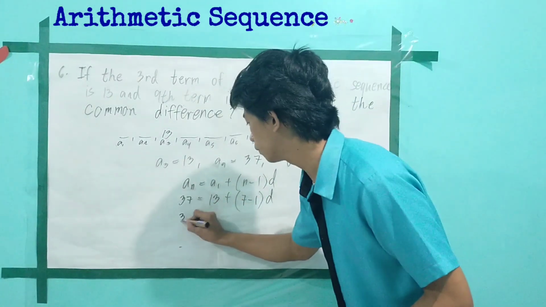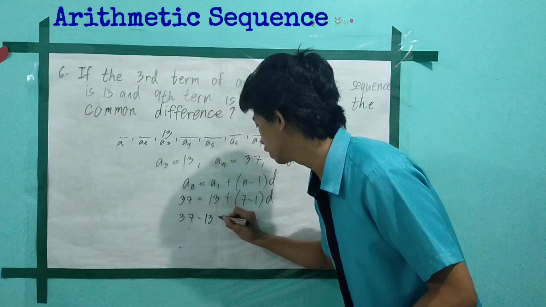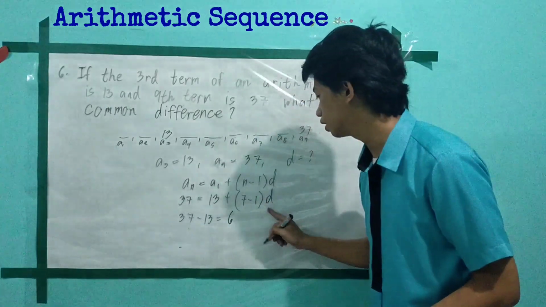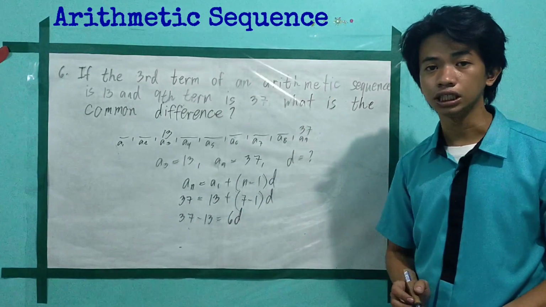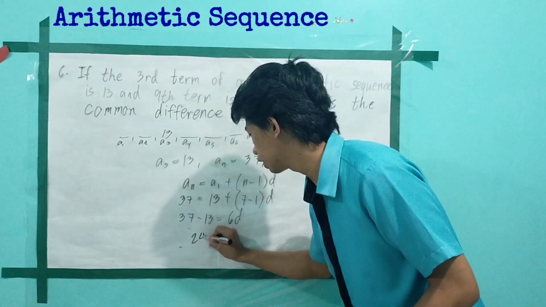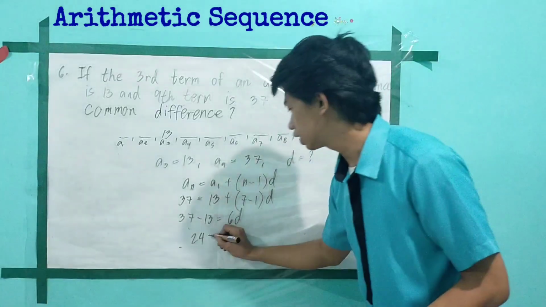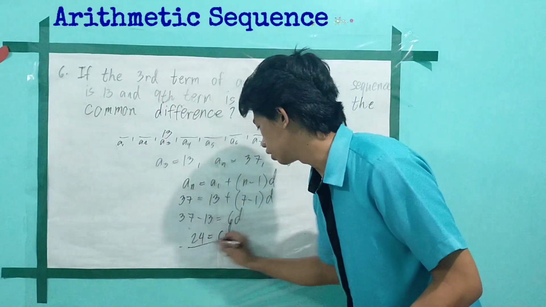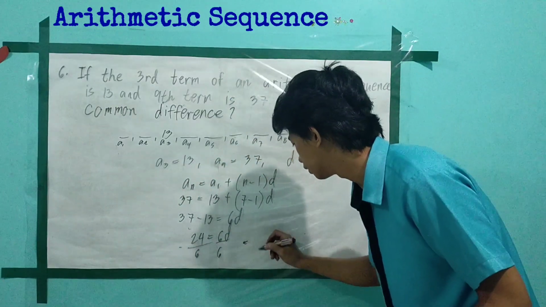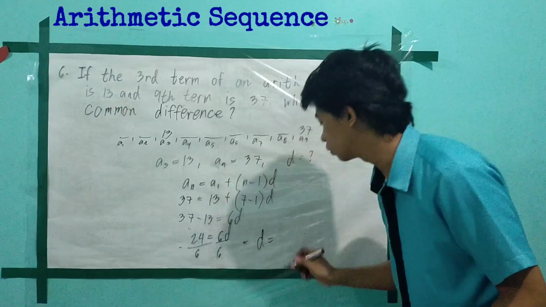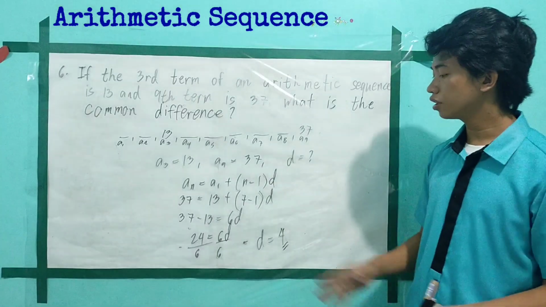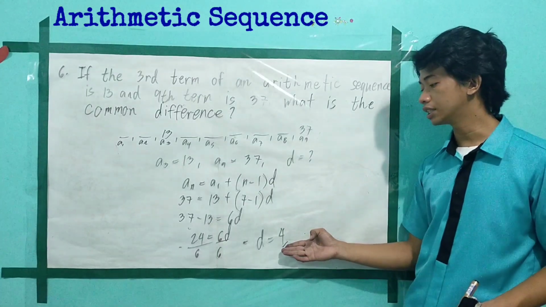Next, using APE, we have 37 less 13 is equal to 7 less 1. We have 6 multiplied to the difference, which is 6D. Now, 37 less 13, we have 24, is equal to 6D. Divide both sides by 6. Okay? So, the difference is equal to 4. So, the common difference of our problem is 4.